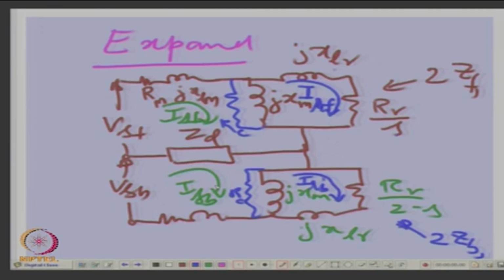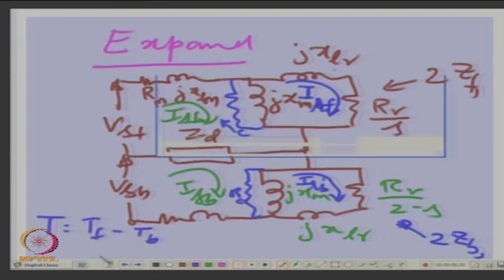Now, what will be the torque in such a machine? We have seen torque will be equal to Tf minus Tb, is not it? So, what was Tf?